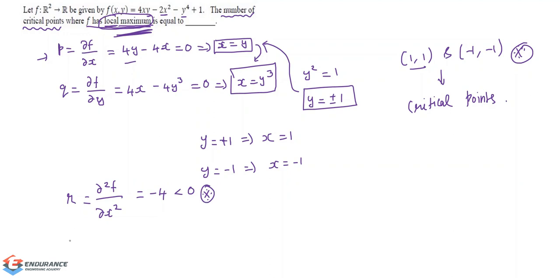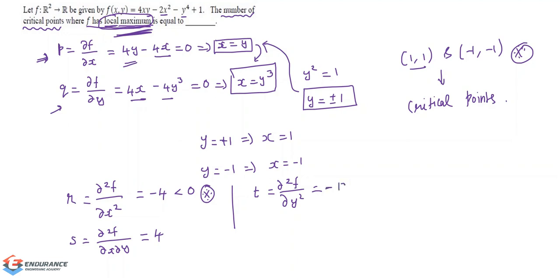So what about s? S is dou square f by dou x dou y, which means differentiate this p once more with respect to y. If I do that, this will become 0, this will be there, that's going to be 4. And what about t? T is nothing but dou square f by dou y square. So differentiate q again with respect to y. If I do that, this will become 0 anyways, this will become minus 12 y square.